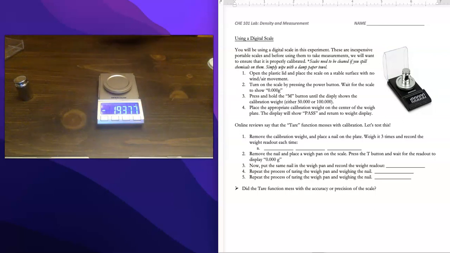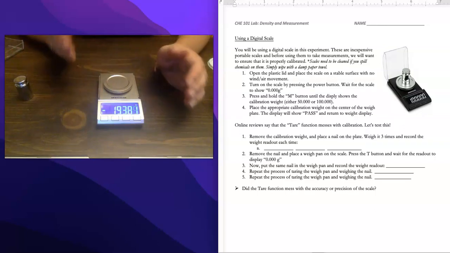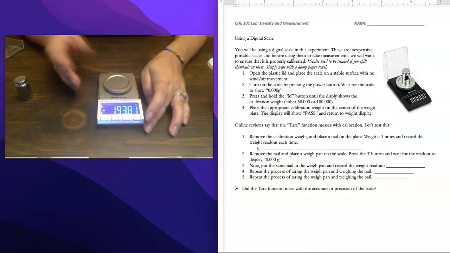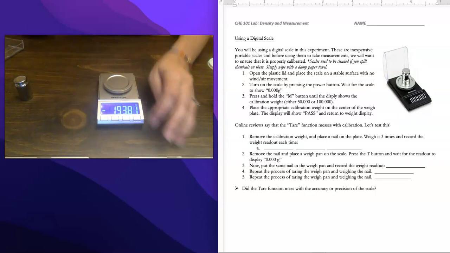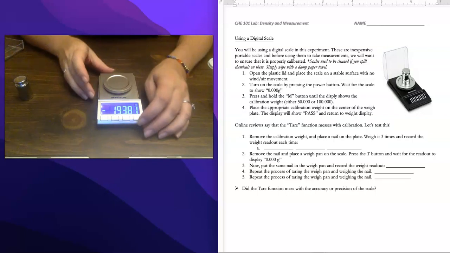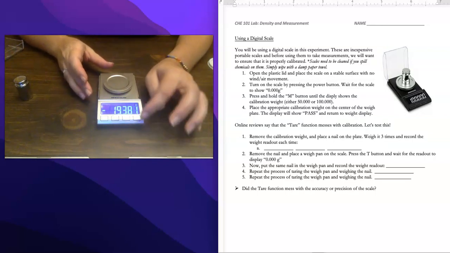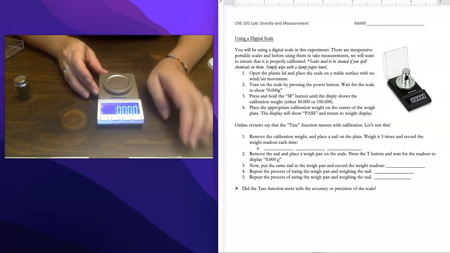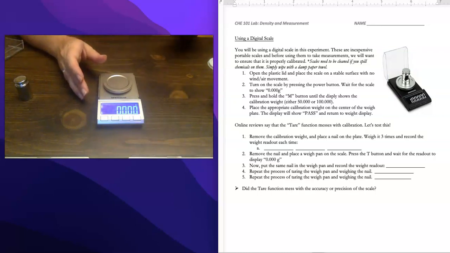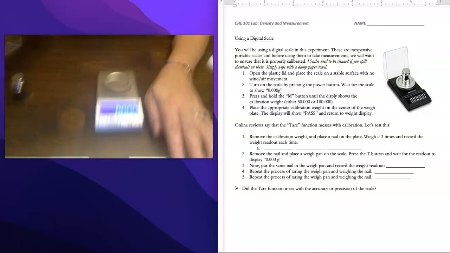So I do have you guys going through some steps to practice taring and measuring and seeing if that actually affects the accuracy and precision of the measurements, to see whether we actually want to use the tare function in lab or not. So I'll tare it. Taring is also called re-zeroing.